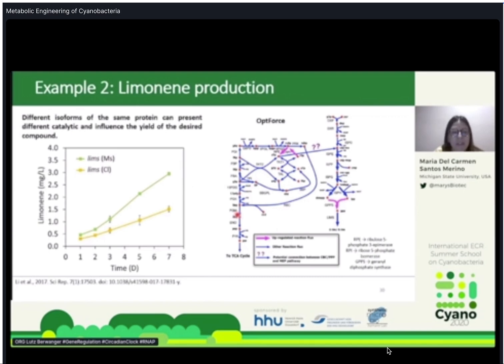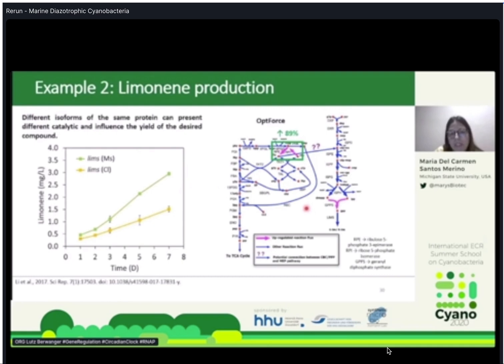We can not only identify some competitive pathways to modify in order to improve the production of a specific compound, but we can also use the genome-scale models that I explained previously in this presentation, using algorithms like OptForce. In this case, they used a model from Synechocystis and optimized the production of limonene in the model.